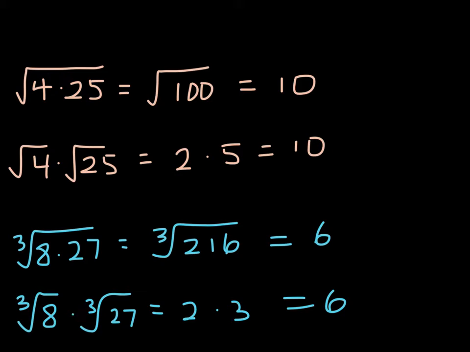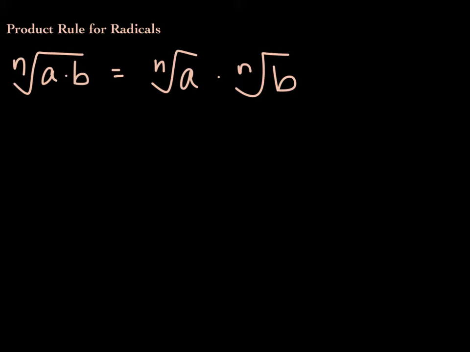This is known as the product rule for radicals. The product rule basically says the nth root of the product of two numbers is equal to the product of their nth roots. Now you got to be careful. This does not apply to addition.